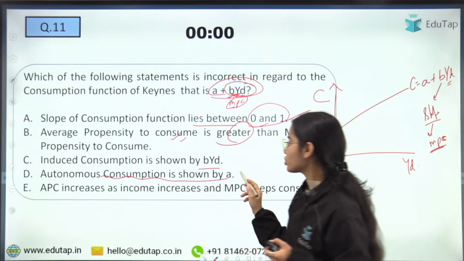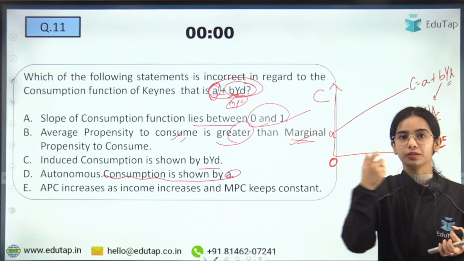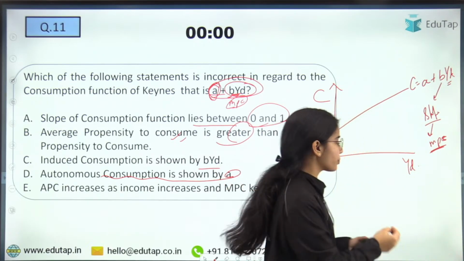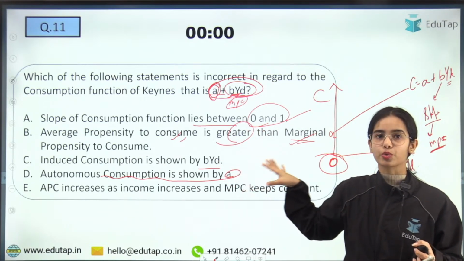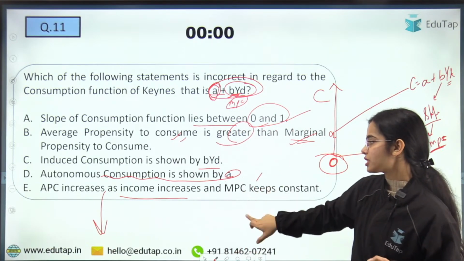Autonomous consumption is shown by A, that is the consumption that does not depend upon the level of income. So autonomous consumption is shown by A. APC decreases as income increases. So this statement is wrong.